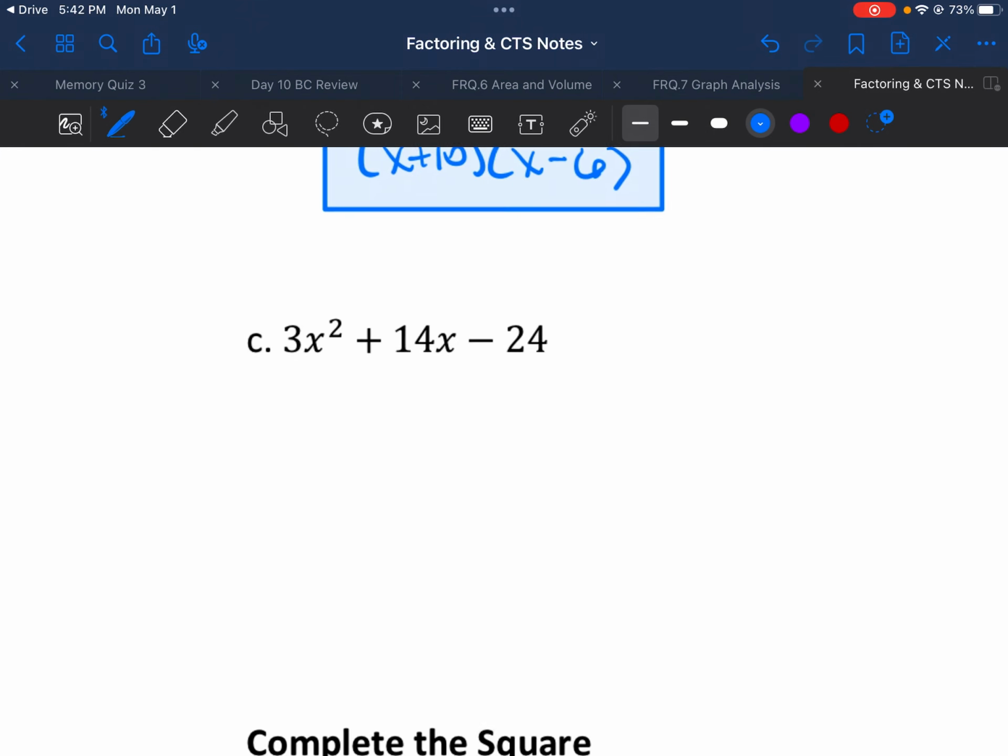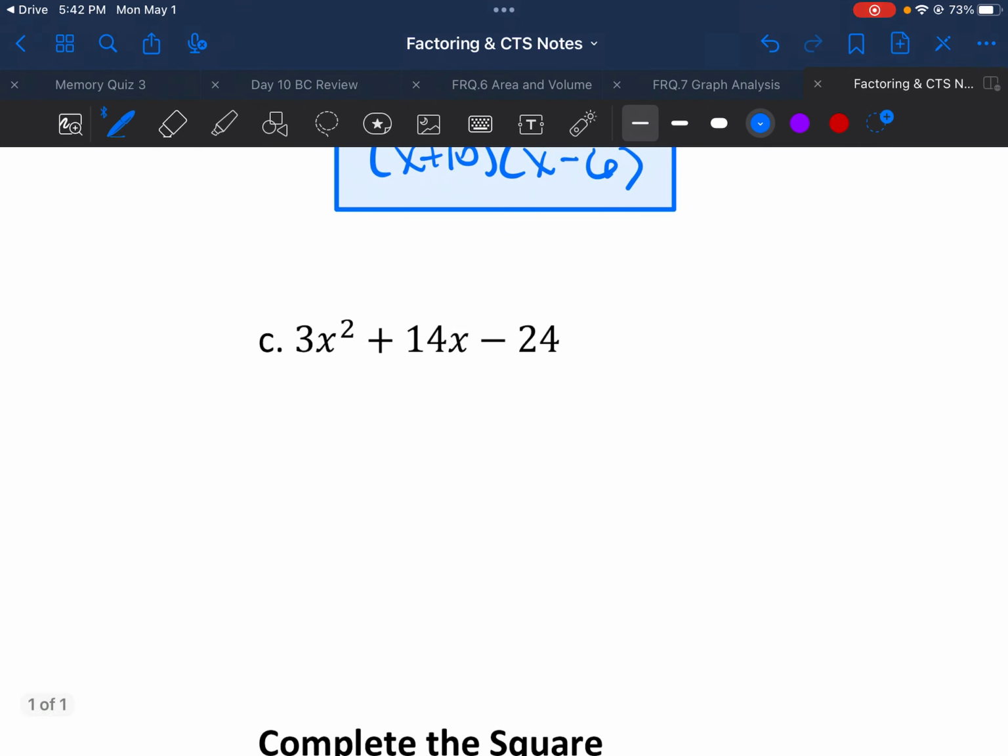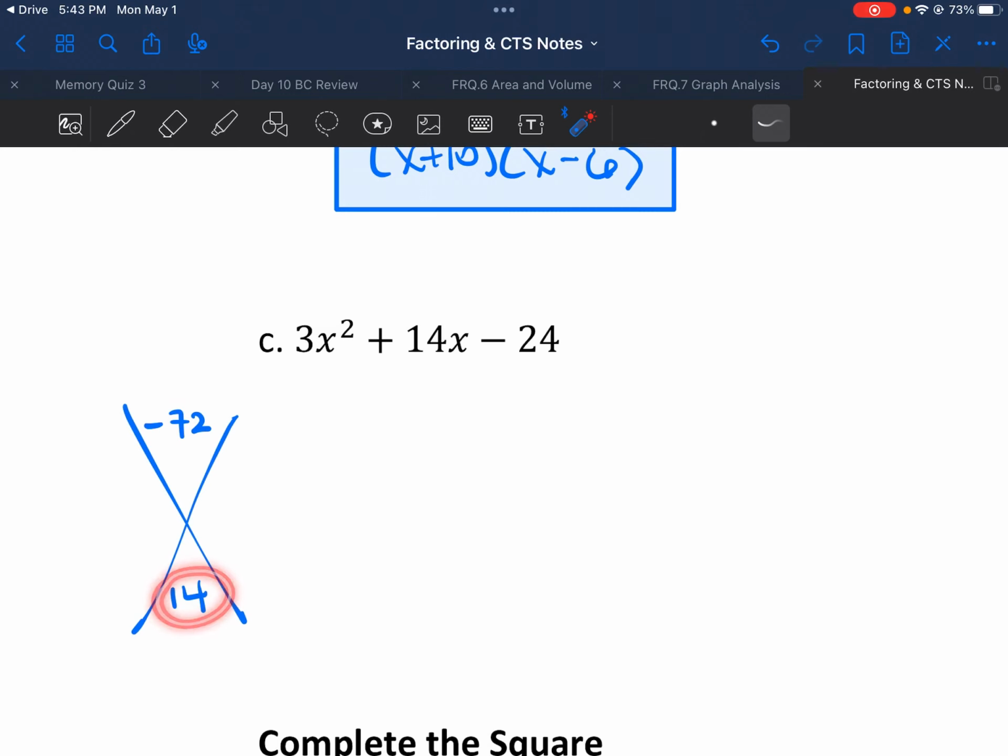All right, part C. So, first thing we do, look for any greatest common factors. There is no number or variable that all three terms share in common, so there's no greatest common factor to factor out. Let's go straight to the x puzzle. So, number on top, 3 times negative 24, that is going to be negative 72. On the bottom of the x puzzle, 14. So we want to find two numbers that multiply to negative 72 that add up to 14.